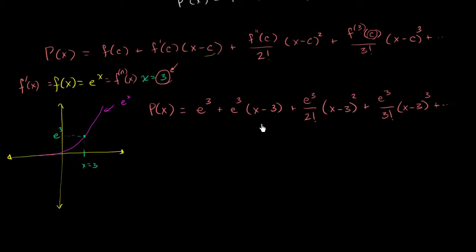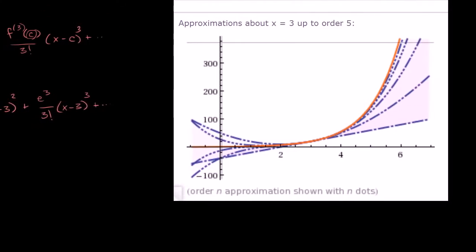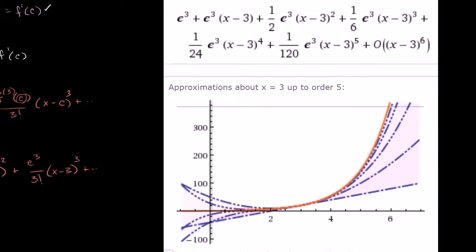But what's even more interesting than just going through the mechanics of finding the expansion is seeing how, as we add more and more terms, it starts to approximate e to the x better and better. And our approximation gets good further and further away from x is equal to 3. And to do that, I used Wolfram Alpha, available at wolframalpha.com.